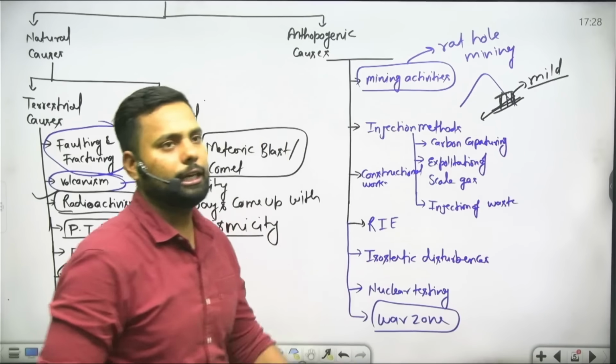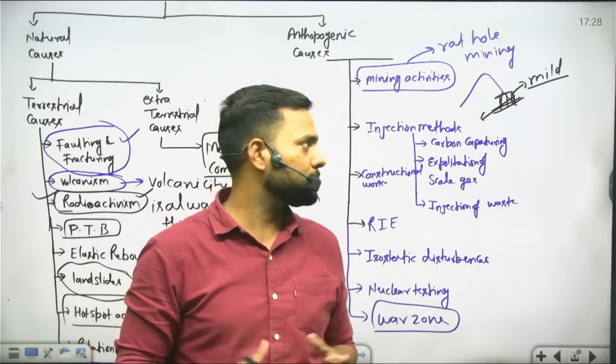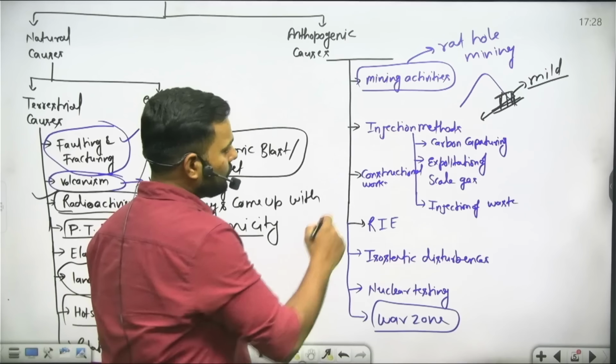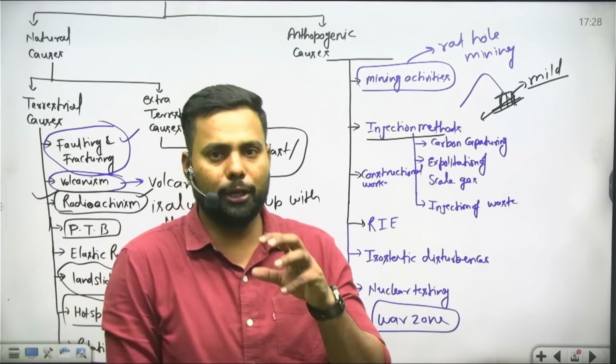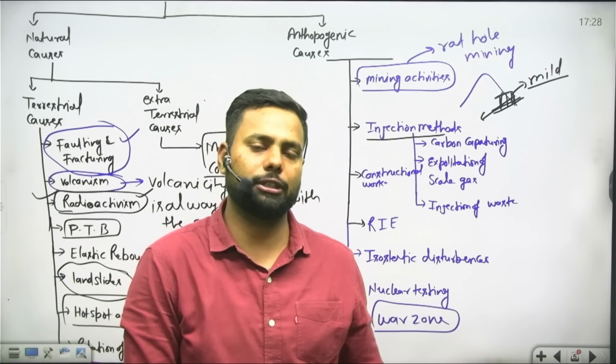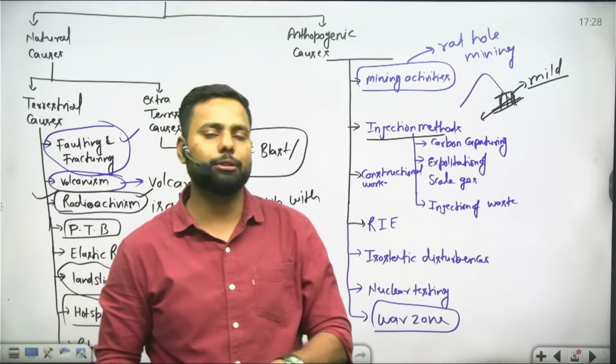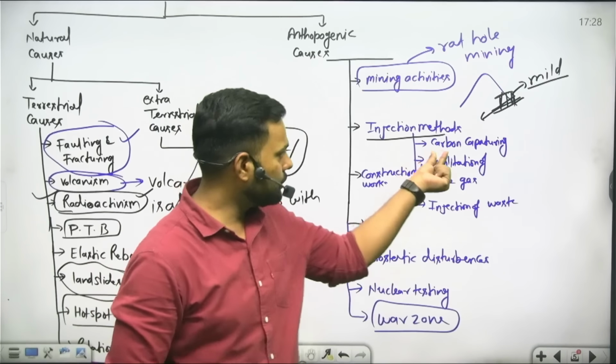तो ये हो सकता है रूफ गिर जाए, जिसको रूफ कोलैप्स बोलते हैं वो हो सकता है. इजेक्शन मेथड क्या है भाई? इजेक्शन मेथड का मतलब है because of human effort, because of the artificial technology we eject something inside the earth. First one is carbon capturing.